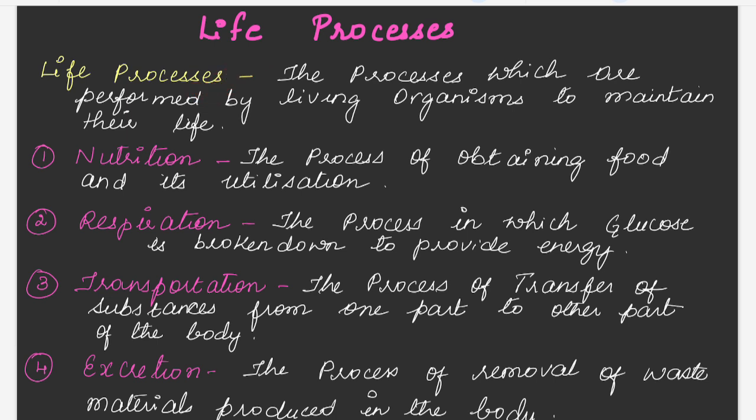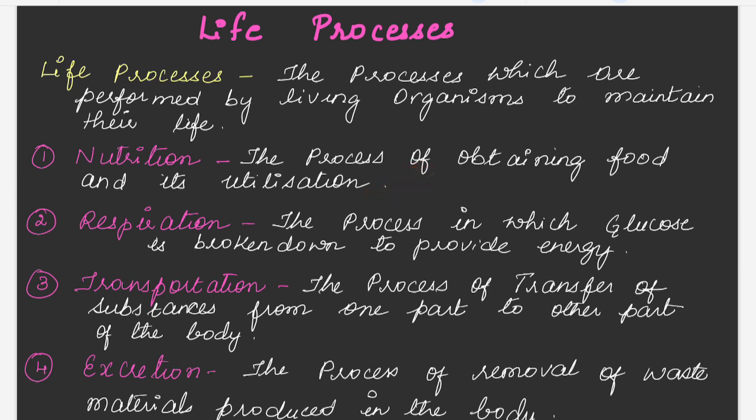What is life processes? Life processes means, if a life has to exist on earth, that is, if a life has to survive on earth, it has to perform certain important activities. Only then they can survive. So which are the activities they have to perform? There are 4 important activities which are called life processes. First one is called nutrition. Second one, respiration. Third, transportation. And fourth one, excretion. Coming to nutrition, the process of obtaining food and its utilization.